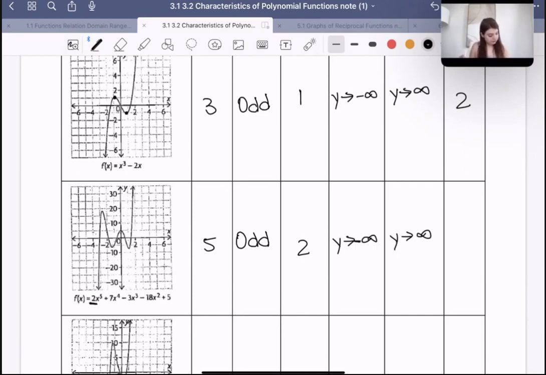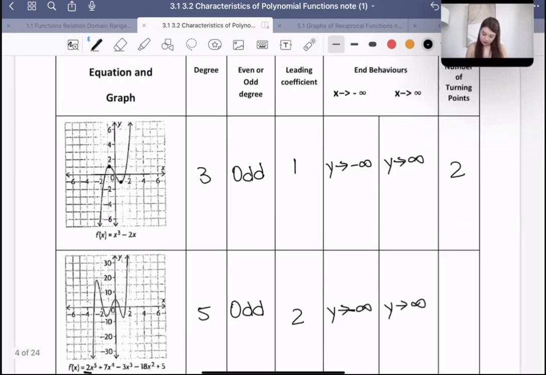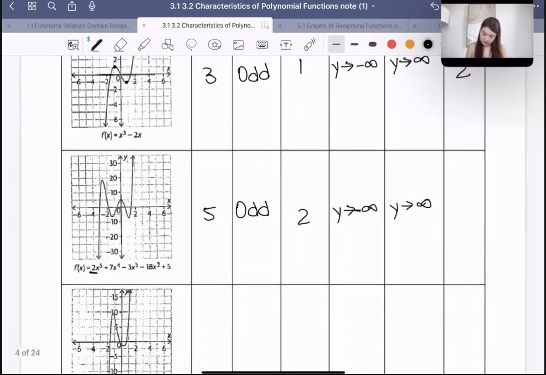Awesome. Very good. Then they have the question here of the number of turning points. Since the degree is 5, the maximum turning points we could possibly have is 4. And we do indeed have 4. 1, 2, 3, 4. So there we go. Awesome.